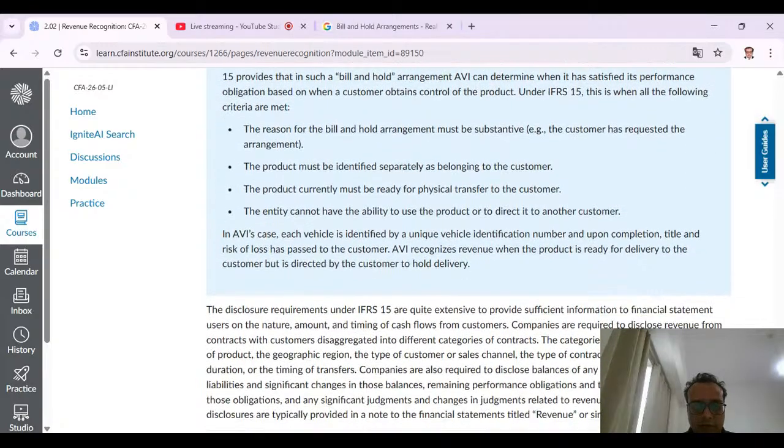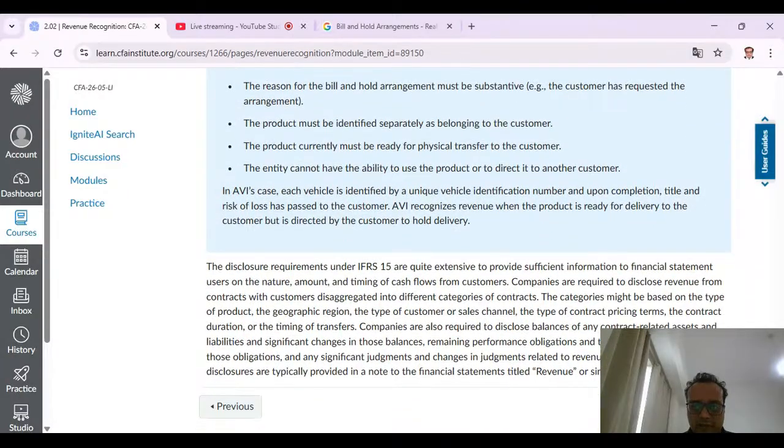The disclosure requirements under IFRS 15 are quite extensive to provide sufficient information to the financial statement users on nature, amount and timing of cash flows from customers. So in your revenue recognition you will have to provide what the nature, amount and timing of your cash flows is. Why? Because at the end of the day for every business cash is a king.